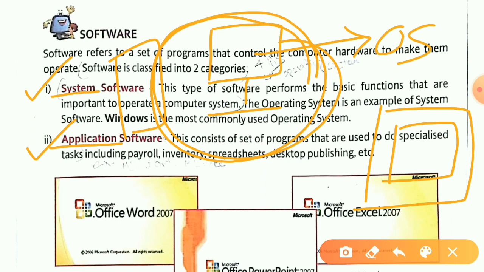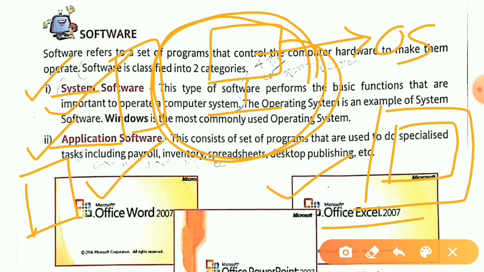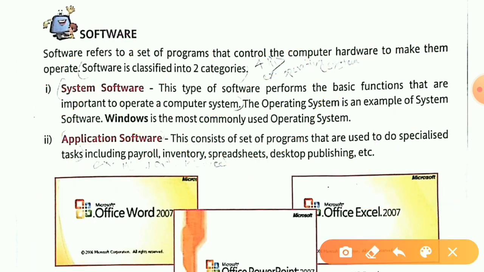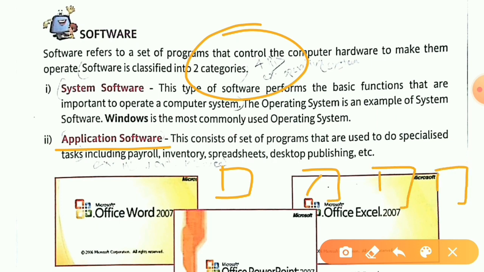Likewise, if you want to create a document, for that purpose we have Microsoft Word. And if you want to create a spreadsheet, for that purpose we have MS Office Excel 2007. Over here you can see the picture. These are softwares that are specialized in a particular task. But system software is not a specialized one. System software reflects the overall system at once, but application software is a set of small instructions that are specialized in a particular way.